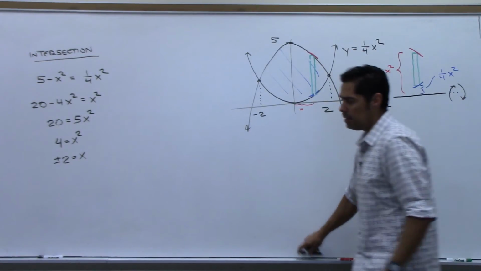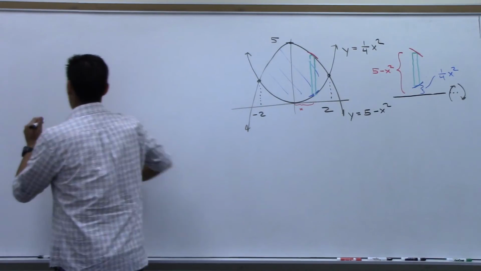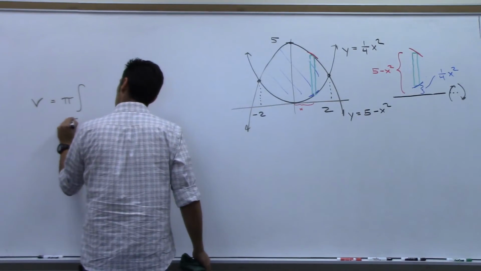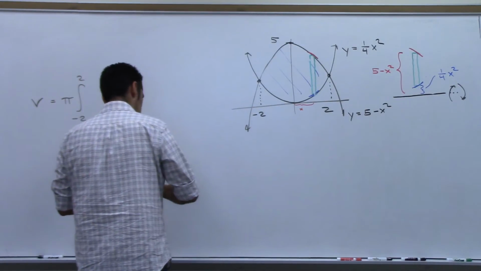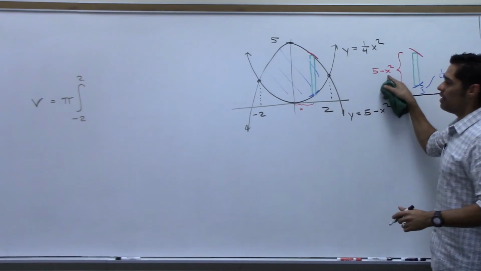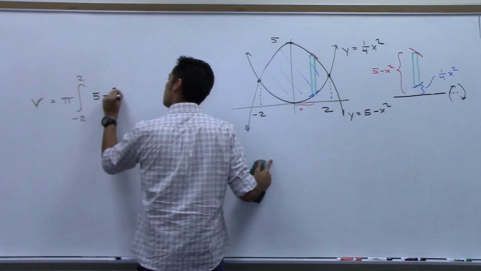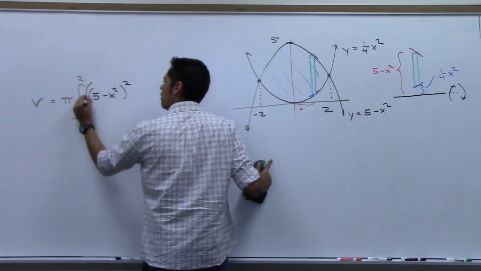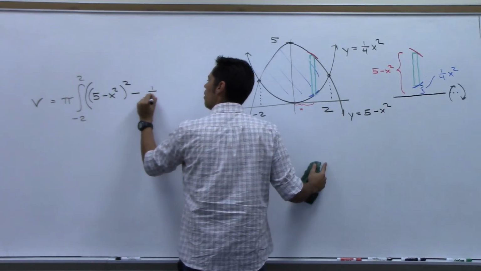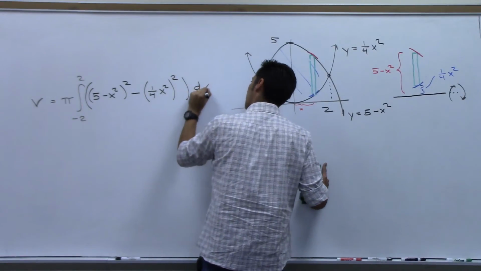Okay, the volume will be what? Pi integral from -2 to 2. Five minus x squared is the outer radius, right? So (5 minus x squared) squared minus the inner radius, which was 1/4 x squared, squared, dx.